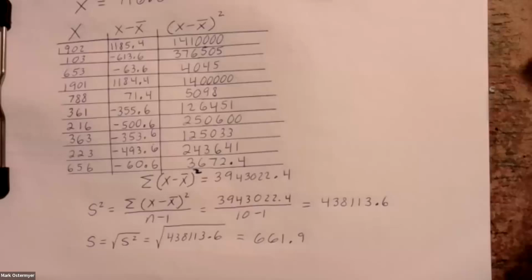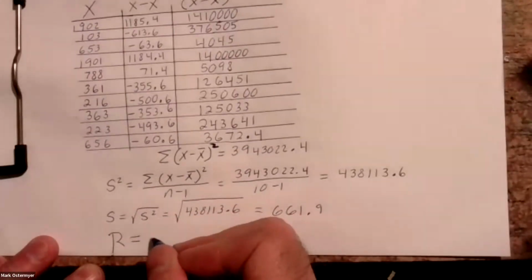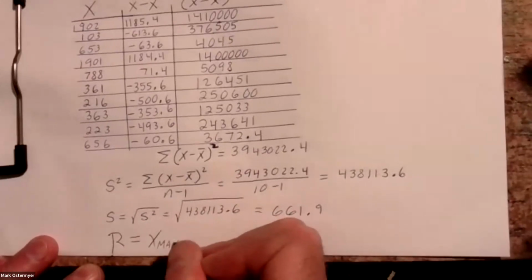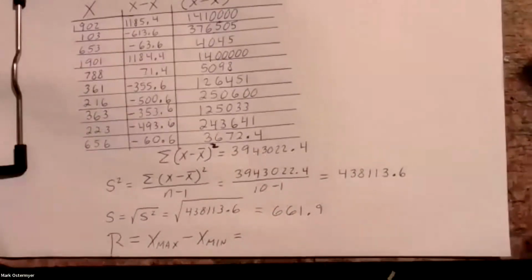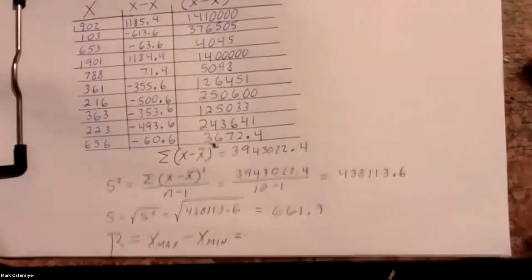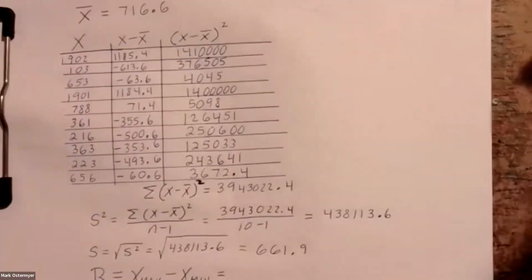So I have a question. What would be the range of this data set? Well, that's going to be the maximum observation minus the minimum observation, correct? And what would be the max and the minimum observation in this data set? Well, let me say this. What's the biggest observation? Let's go with that first. Appears to be 1902, I believe. Is that correct?